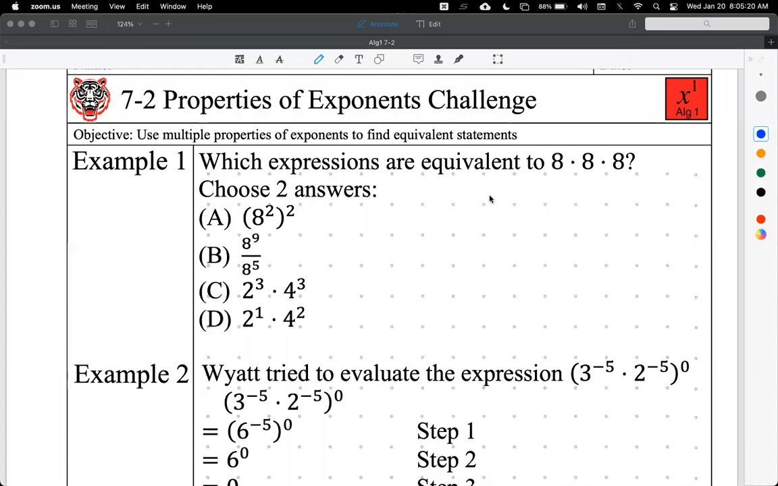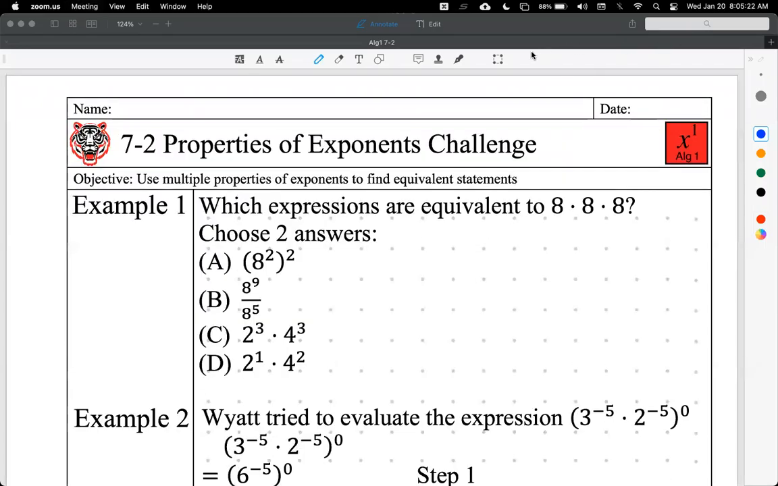Welcome to Algebra 1. We're on lesson 7-2, Properties of Exponents Challenge. It is a short lesson, which means we're doing a lesson and a quiz today.